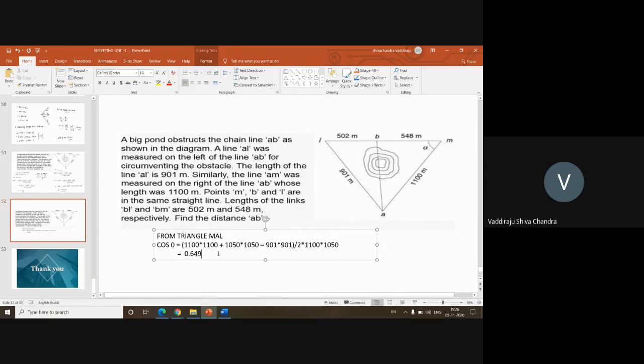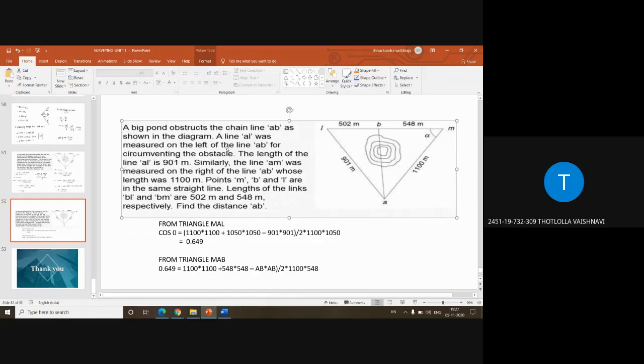Okay. Now from triangle MAB, what is the value? 0.649 is equal to, what is the equation? 1100 square plus 548 square, minus AB square, that is AB into AB, divided by 2 times 700 multiplied by 548.